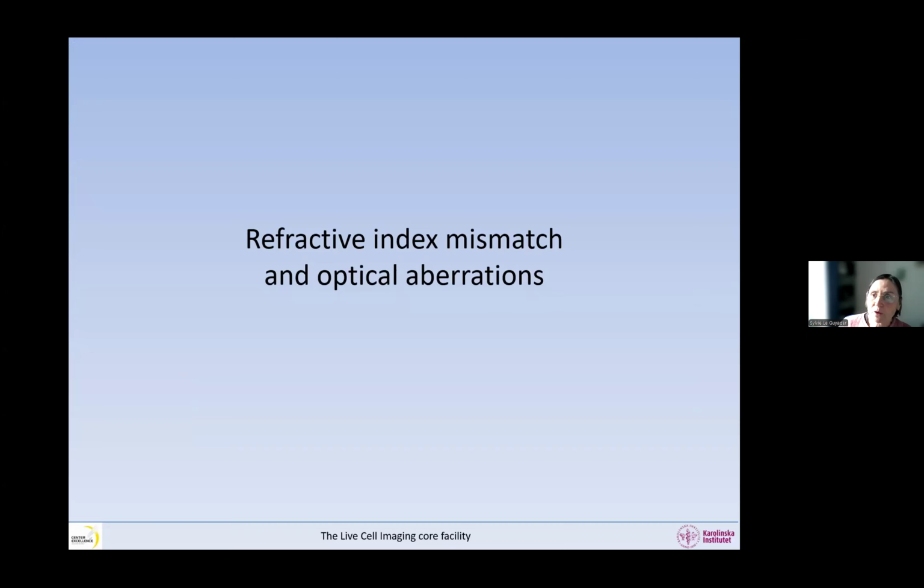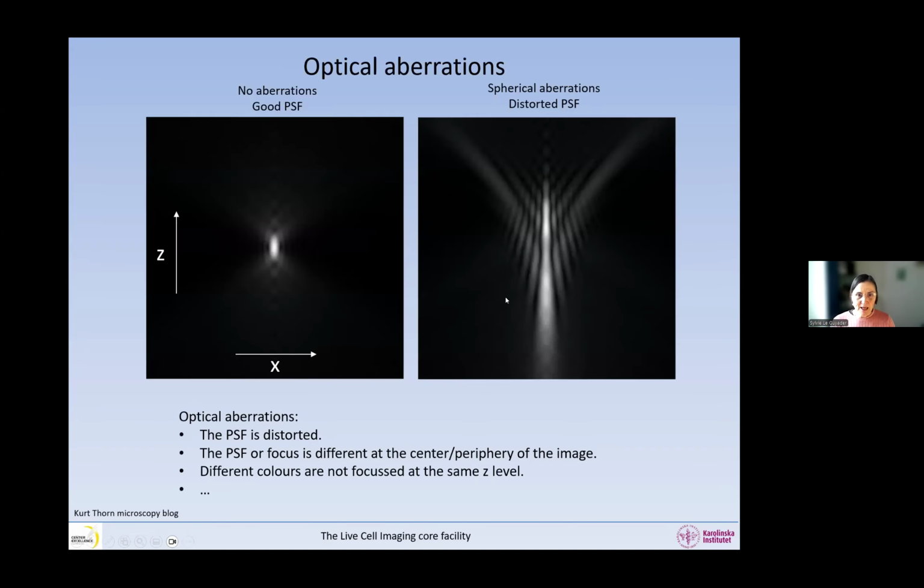Right, so we have spoken quite a bit about objectives, and I've introduced already the refractive index. Now we're going to try to figure out why we are talking so much about this refractive index and what are the consequences if we do not match the refractive index. We're going to have a very nice workshop afterwards about this.